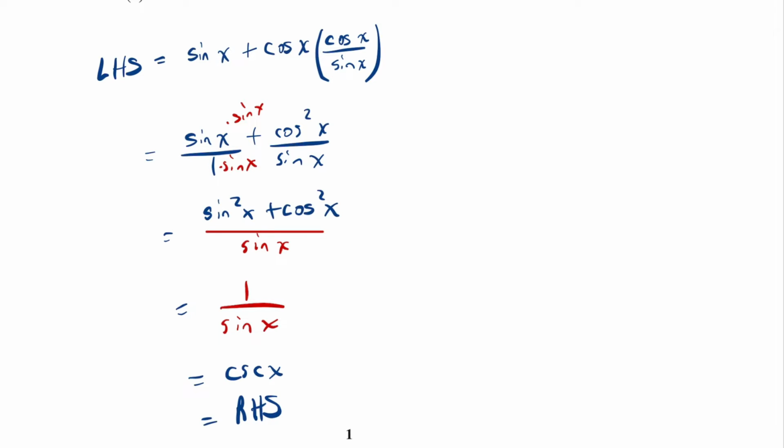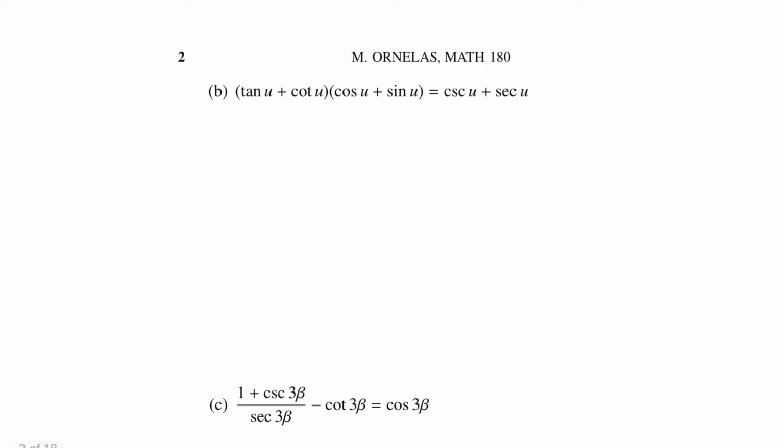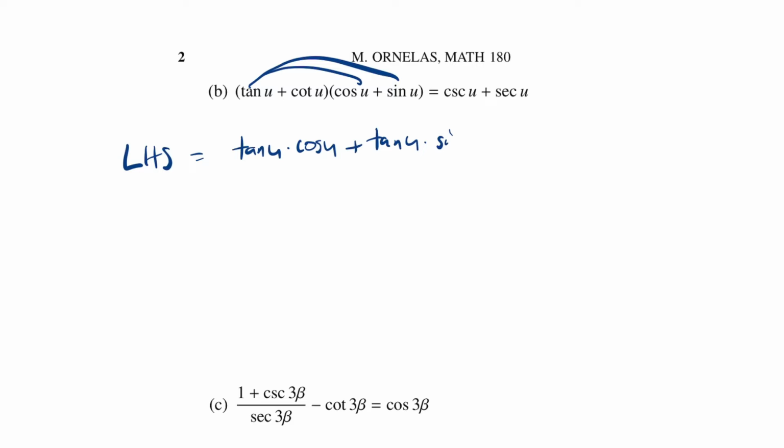That concludes that proof. All right, let's move on to the next one. Same idea: we're going to start with the left-hand side. Instead of rewriting this, I'm just going to go ahead and multiply that out, expand that out. So I have tangent u times cosine u, that's my first. Then I'm going to do the outer, that's tangent u times sine u.